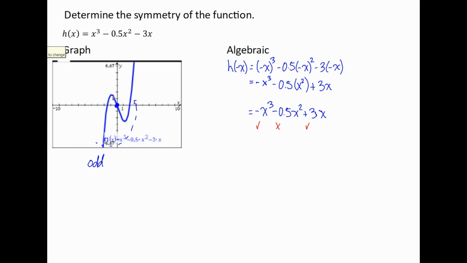Well, all of the values need to change. If all the values don't change, then it does not confirm that we have an odd function. In fact, this is neither even nor odd. Even though our graph over here looked like it was an odd function, this is neither even nor odd. A function can still have symmetry, but not be even nor odd.